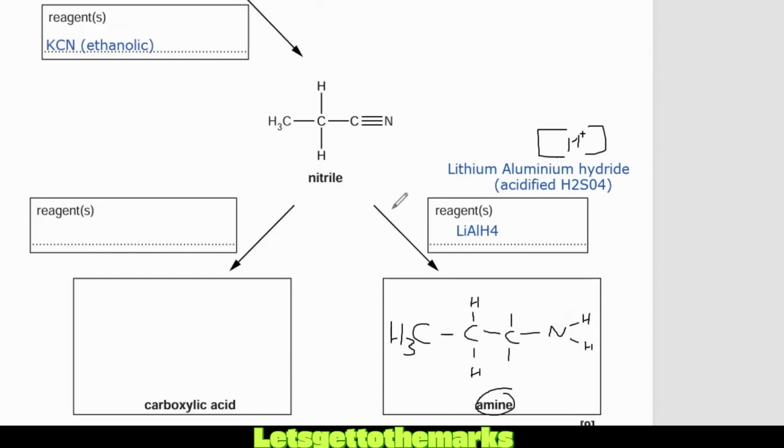You can see 2 hydrogens have been added to the nitrogen and 2 hydrogens to the carbon that's attached to the nitrogen. We got rid of that triple bond and added 4 hydrogens, and that will give us the amine. Okay, now let's look at turning this into a carboxylic acid.